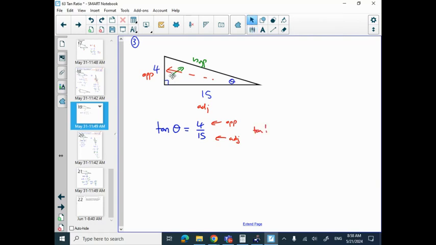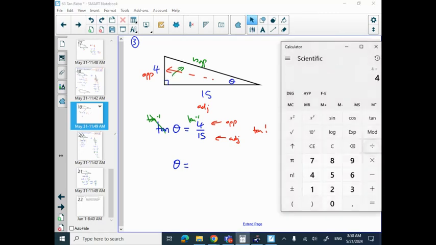And so here we need to get rid of tan, so we have just what the angle is, and so we're going to do tan^-1. That gets rid of that, and we just have to do what 4 divided by 15 is, right? Like we did before. So 4 divided by 15, get the numbers right this time, and then we'll do tan inverse of that.